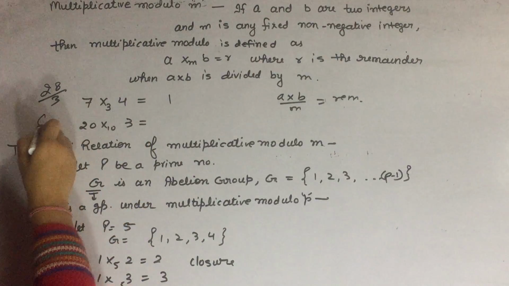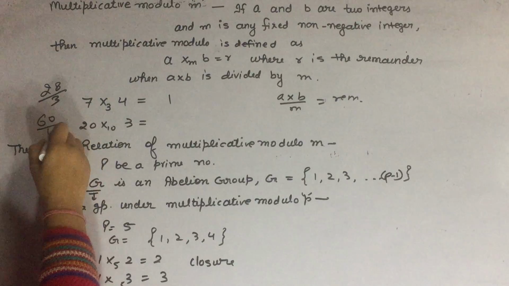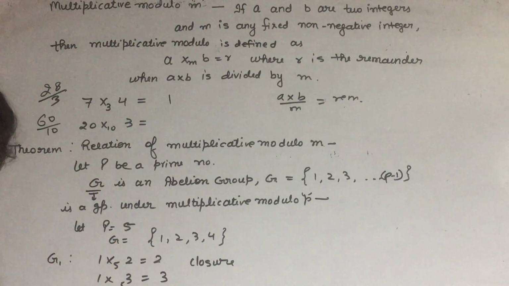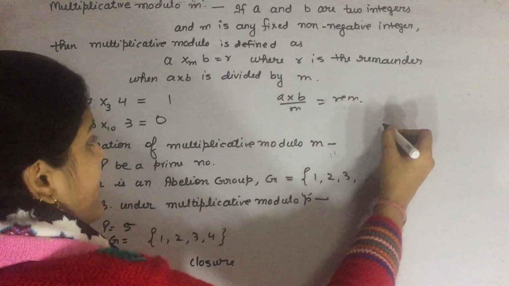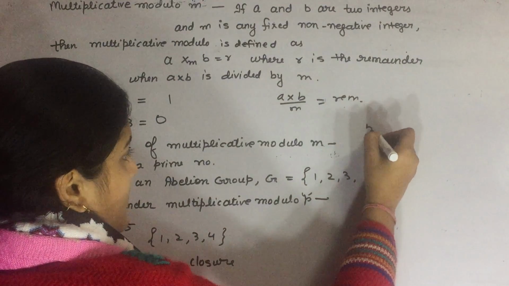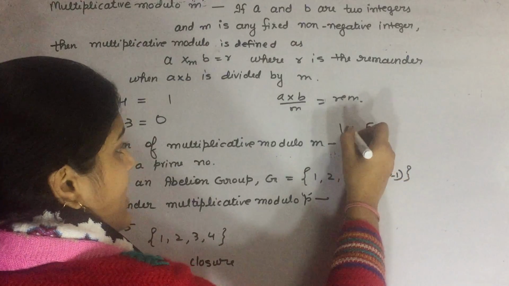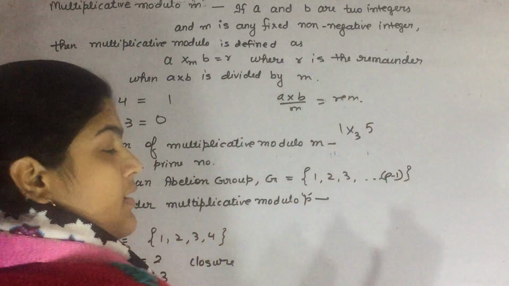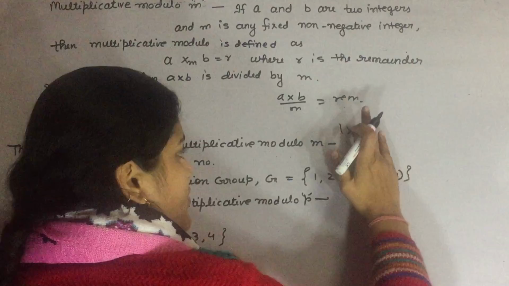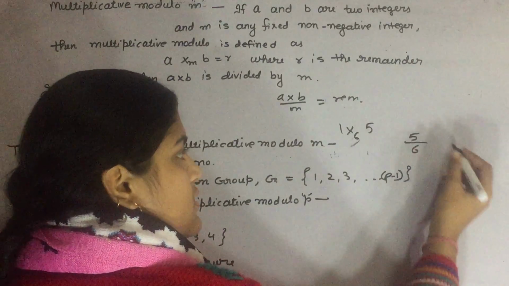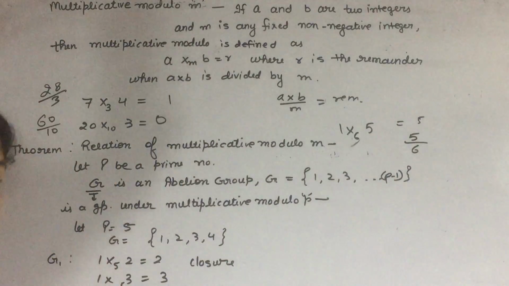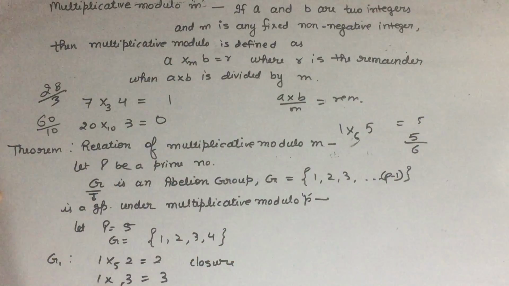Here 2 3s are 6 and you have to divide by 10. It completely divides, so your remainder is 0. Let us suppose the things are like this: 1 into 5. What do you have to take? Let us suppose here 6 is there. 5 by 6, so the remainder is itself 5, because it cannot be divided.